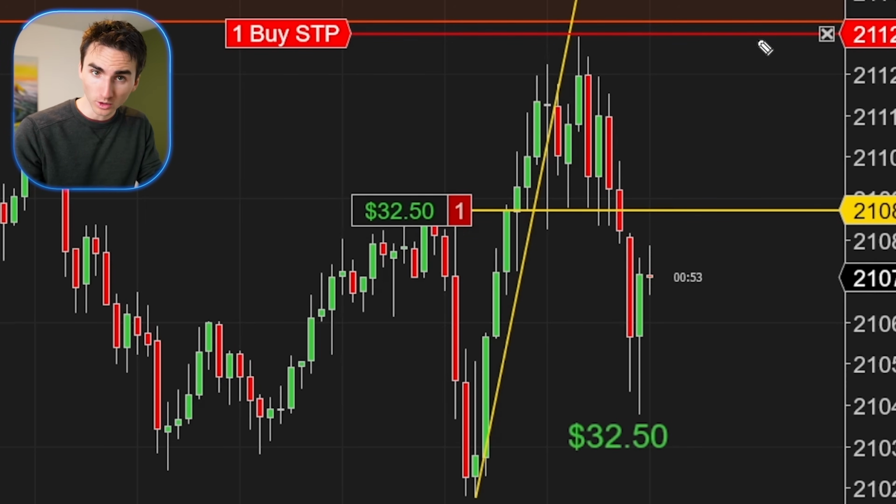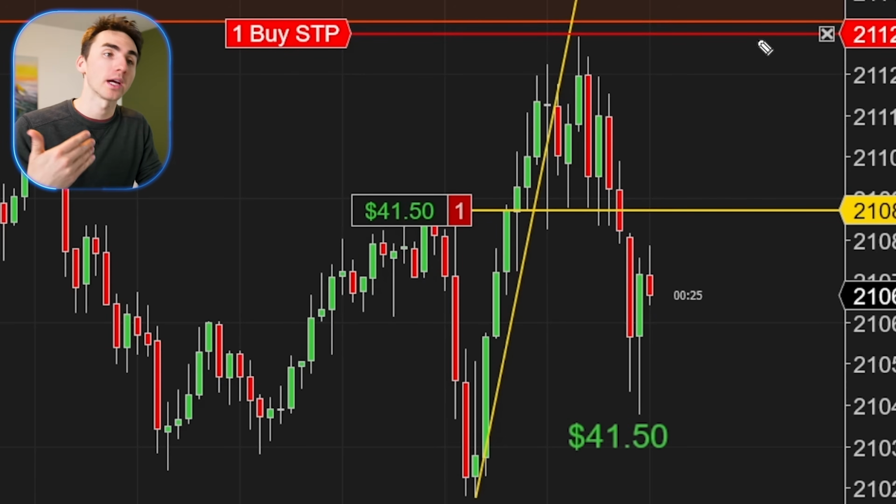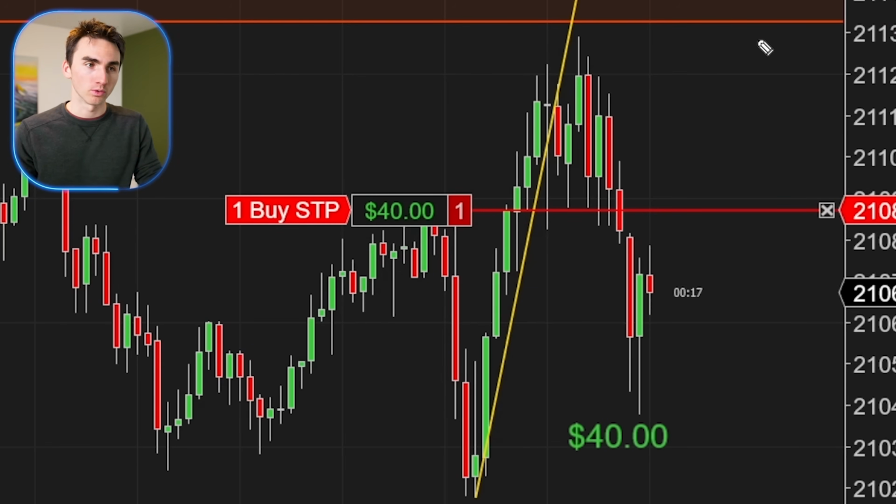If you're trying to force a trade in conditions where it's just not great and not working out, you're going to lose money if you try and enter the market over and over.